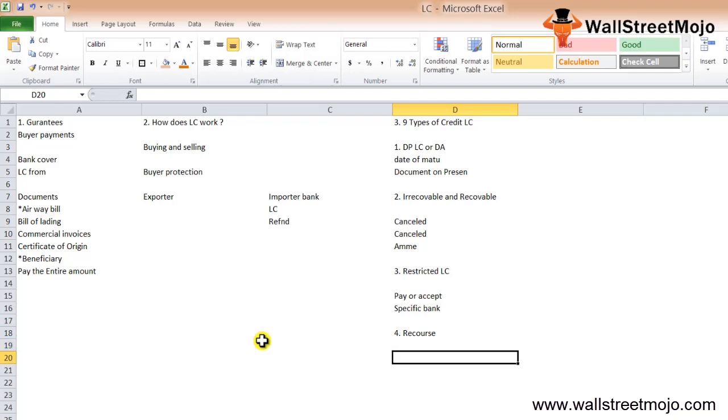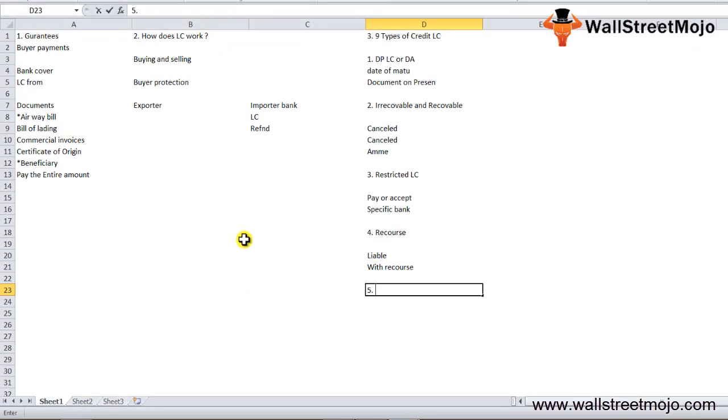If the beneficiary takes himself to be liable to the holder of the bill in case of any dishonor, then the letter of credit is considered with recourse. If the beneficiary does not take himself as liable to the credit, it is known as without recourse. The next is confirmed LC.